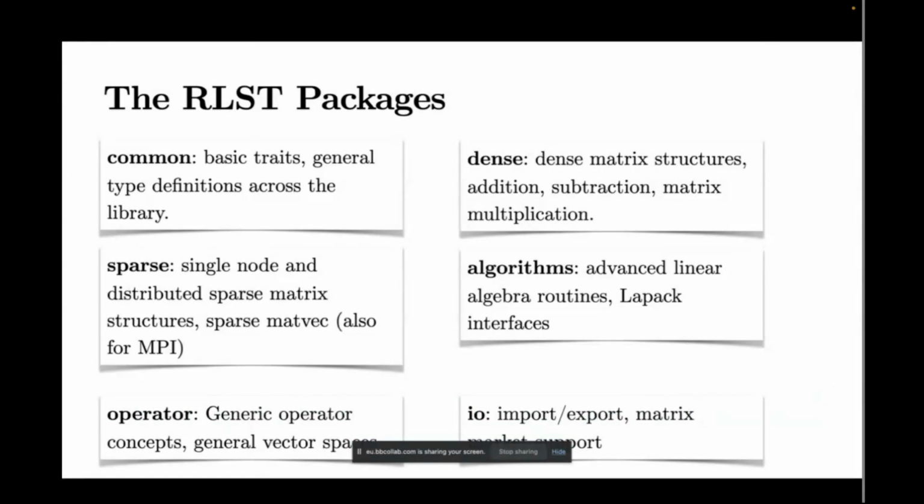So what does RLST look like? We have a number of subtraits. We've got a common trait with some base traits and so on. We've got a sparse module. We've got an operator module with generic operator concepts. We've got dense with dense matrix structures, algorithms with advanced linear algebra routines, LAPACK interface, and so on. And we've got IO, import and export of routines, Matrix Market export, all these kinds of things.